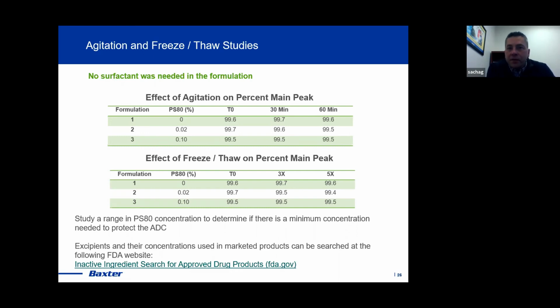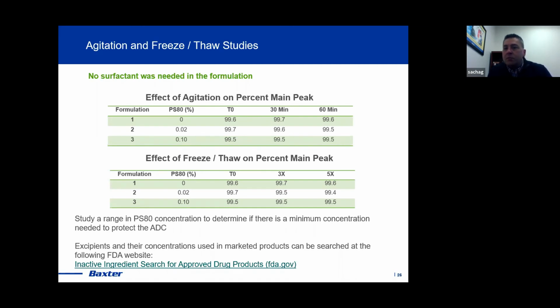And it almost makes you feel like it's easier to work with, but don't let your guard down. You still have to perform these studies because they can still degrade. But just for your reference, check out that website. It really helps to show you what the maximum concentrations have been used.